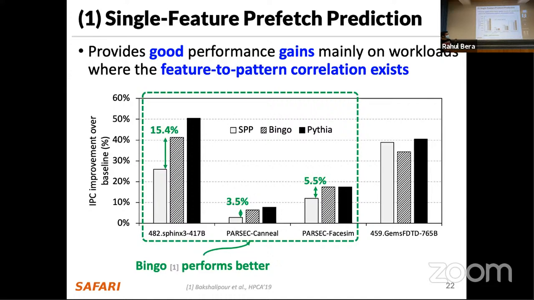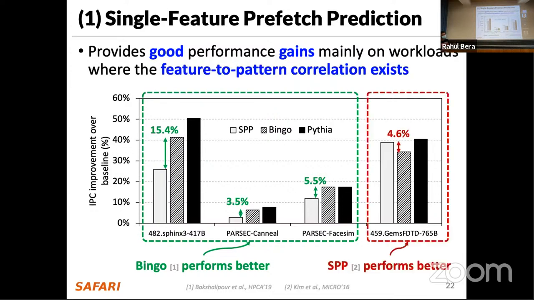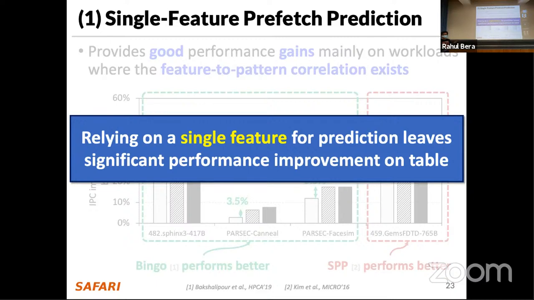What we are seeing here is that Bingo, a prefetcher proposed in 2019, performs better than the SPP prefetcher by almost as much as 15.4%. But that's not the entire side of the story. You will also see some workloads where SPP is actually performing better than Bingo. So why is that the case? The reason is that Bingo and SPP try to leverage two different types of program features for prediction. As a result, in some workloads Bingo performs better, and in other workloads SPP performs better. So the key takeaway from this figure is that if you are relying on a single program feature for prediction, you are leaving a lot of performance improvement on the table. Ideally, we should want to learn from multiple program features to provide a performance benefit across a wide range of workloads, okay?